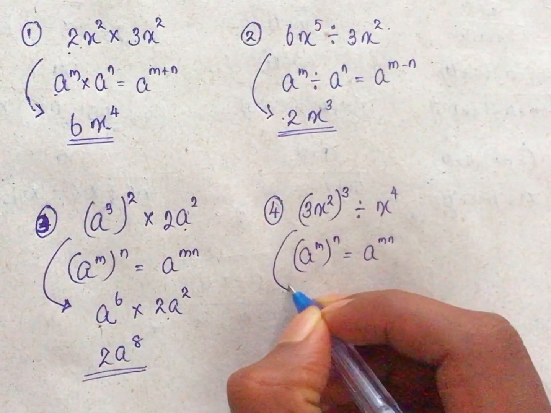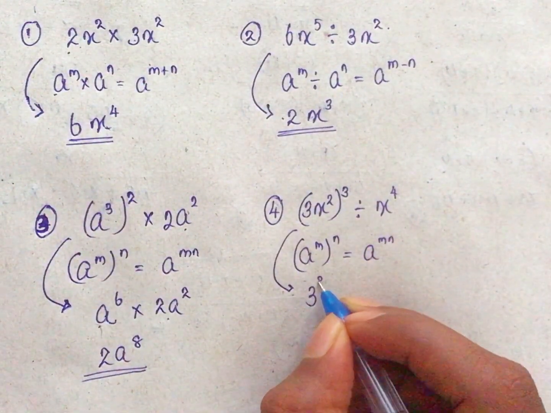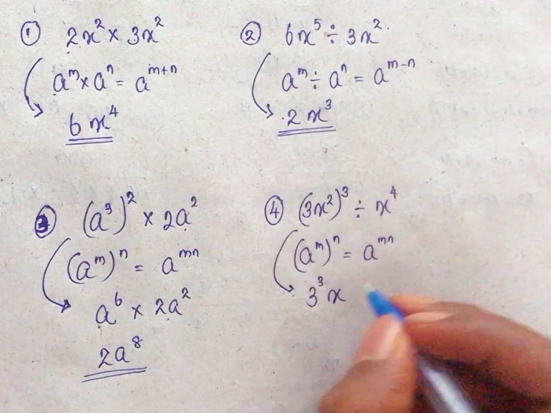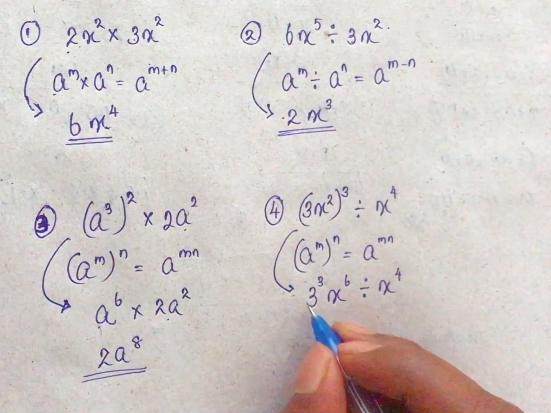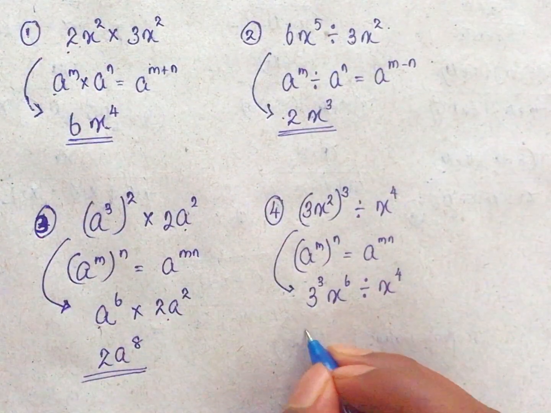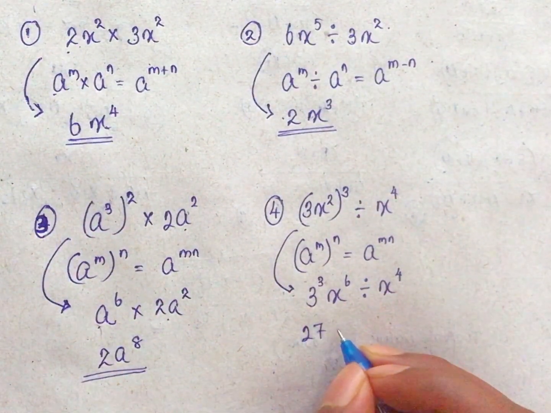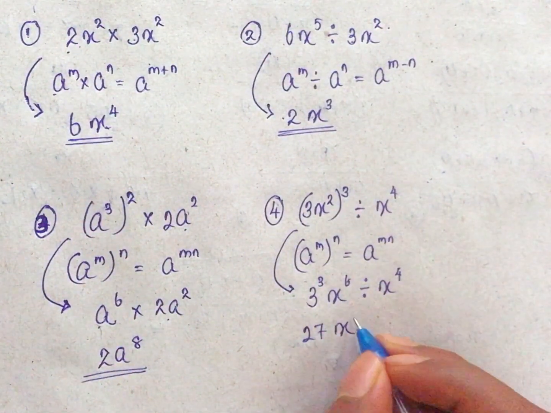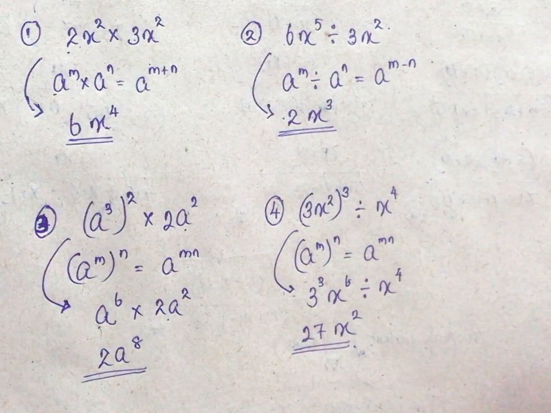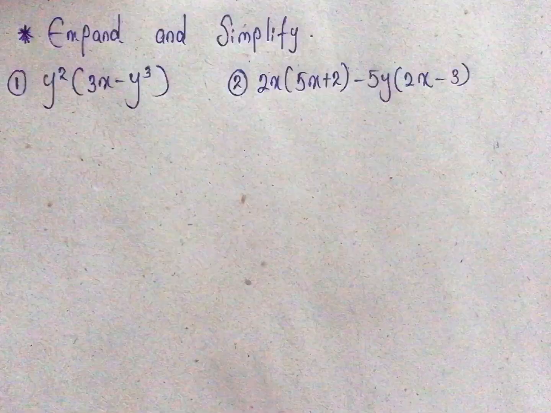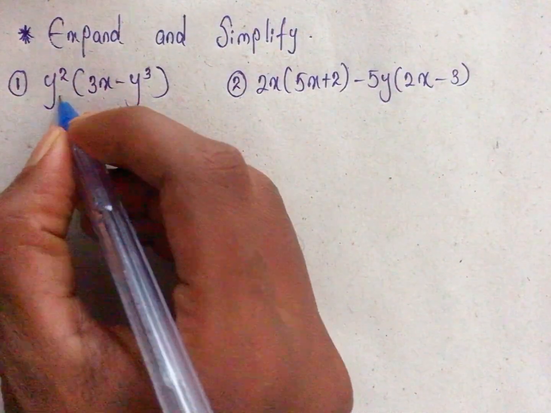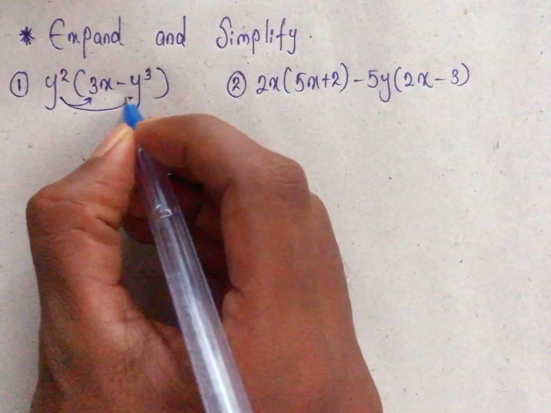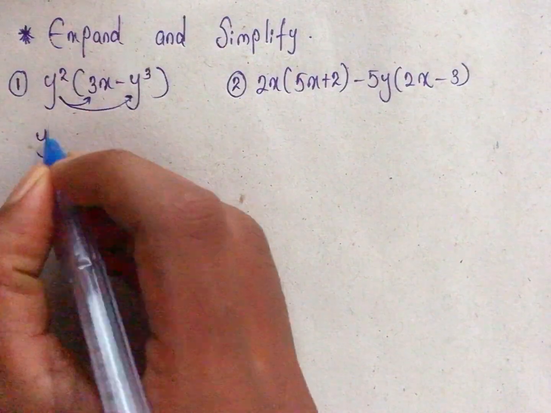In the fourth case you need to get the value of 3 cube, and you can multiply 2 and 3, then you get x to the power 6 divided by x to the power 4. 3 cube is 27, and here same base division, so you need to subtract the powers. This is another type. You can simplify by using index law. You need to remove brackets.